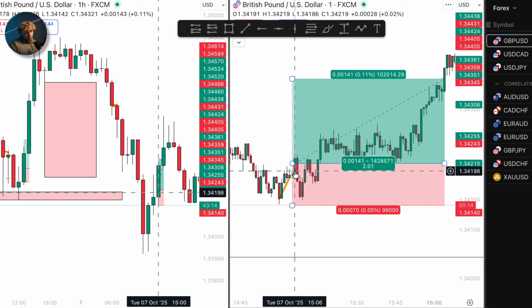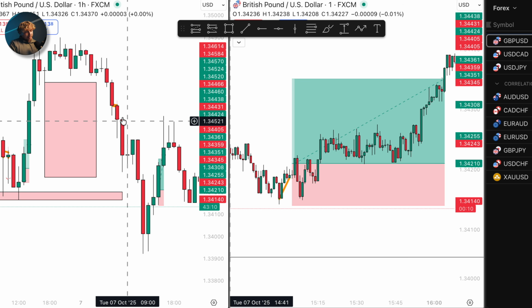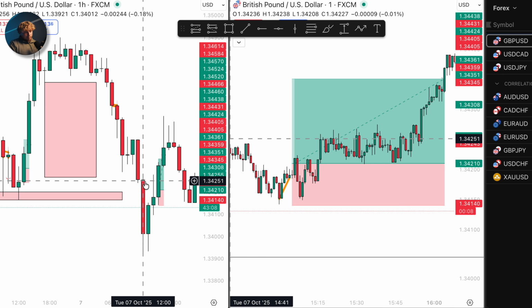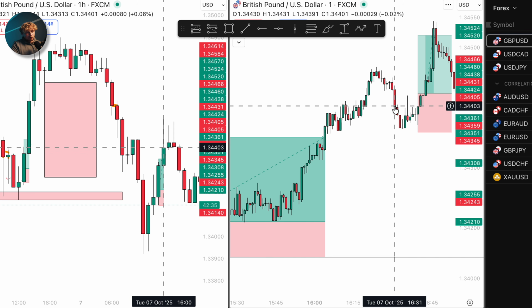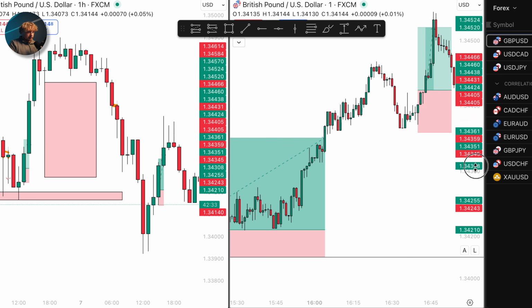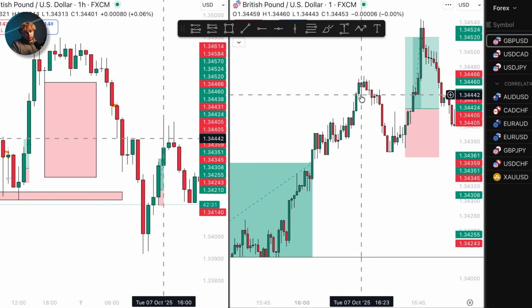So this is a 7 pip stop loss, but I was happy to take this simply because I can see how much we are moving on Great British Pound US dollar. Price continues up, and then I personally wouldn't be looking to trade after 4 o'clock, especially if we've already taken 2 winners for the day. But this is another trading opportunity I just marked out.